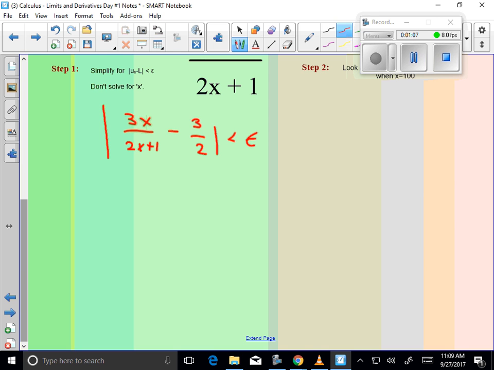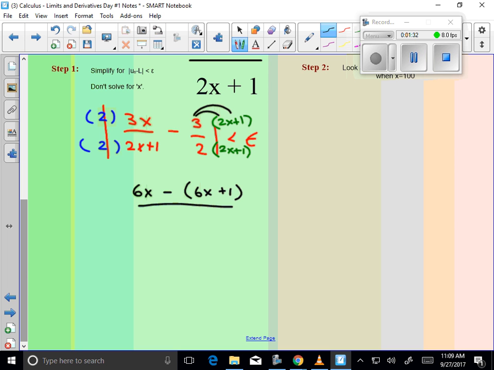All right, so to get a common denominator, I'm going to multiply this term over here by 2 and this term over here by 2x plus 1. So I get 6x minus, when I distribute, 6x plus 3, all over 2 times 2x plus 1. Yeah, that's a plus 3. Nice job. My math is good.